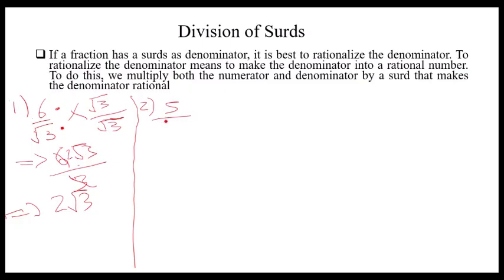5 over root 5. In this scenario, what are we going to do? The same thing. Multiply the numerator and the denominator by a surd that will make the denominator rational, right? So the same thing as having 5 root 5 all over root 5 times root 5, which is 5, right? The same thing as having root 5.